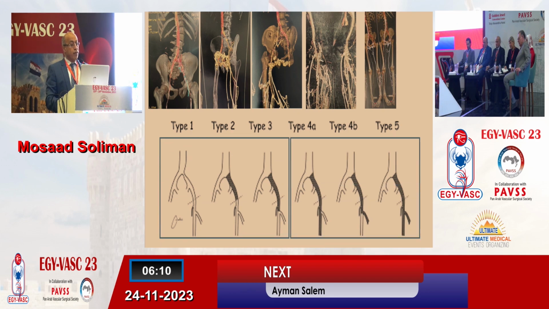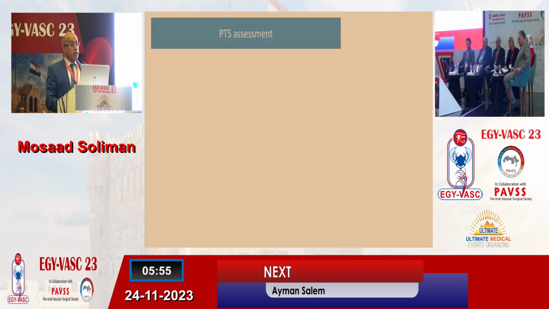For example, from type 1 to 3, we can manage these cases with endoluminal revascularization and stenting, while in type 4 and 5, we will need endophlebectomy with a hybrid technique.